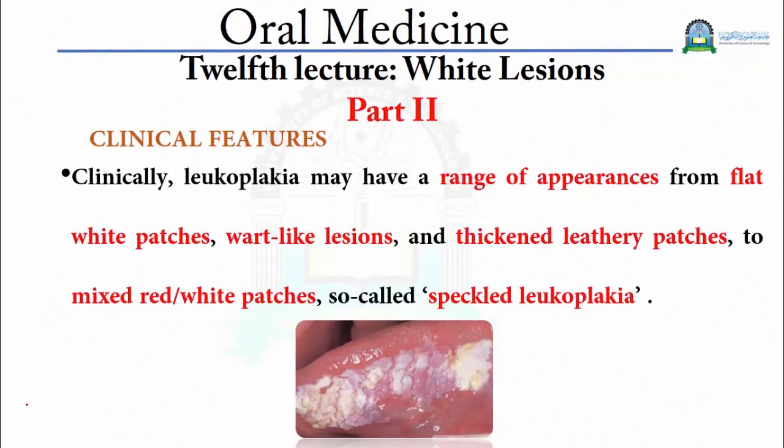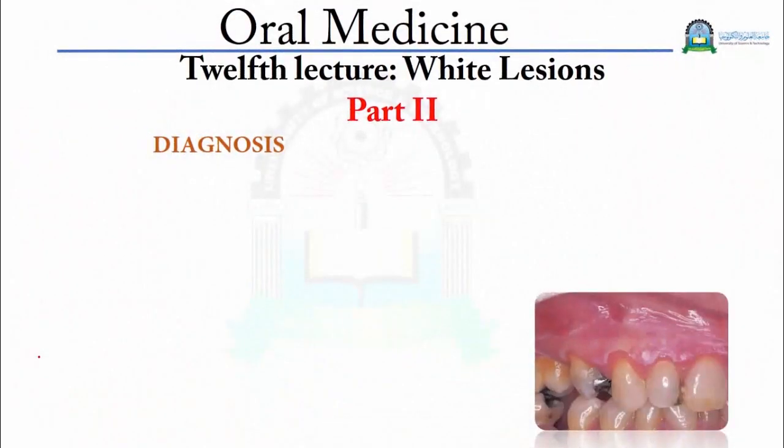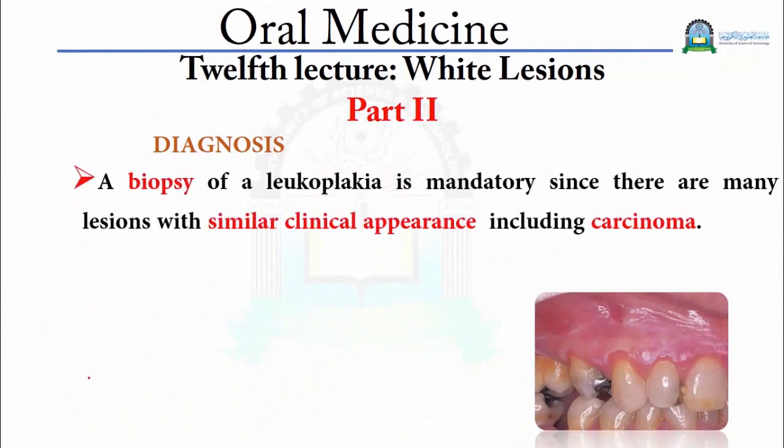Clinically, leukoplakia may have a range of appearances from flat white patches to wart-like lesions, and it can also present as thickened leathery patches to mixed white patches, which are called speckled leukoplakia. Speckled leukoplakia are white lesions mixed with red, erythematous dots. We call it speckled leukoplakia, which has the highest malignant transformation.